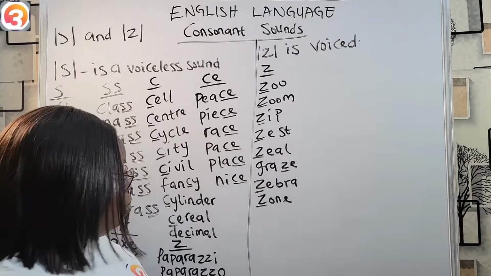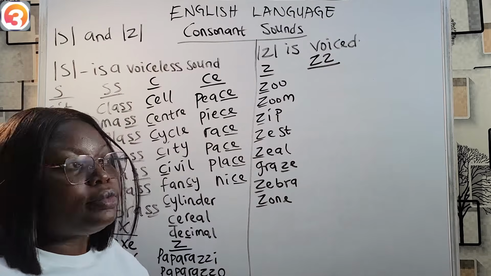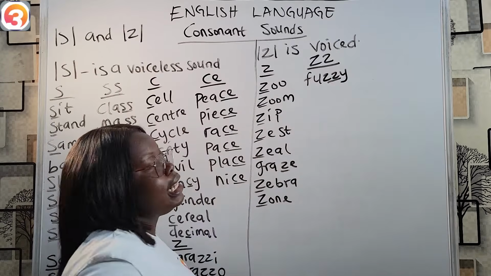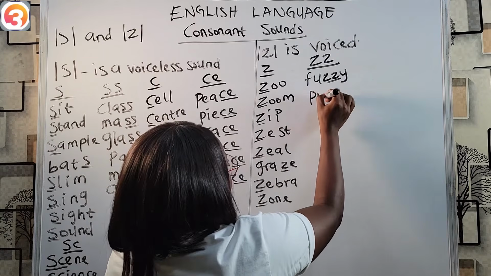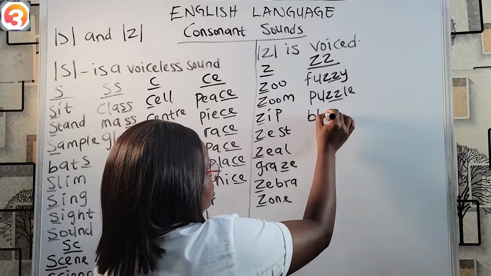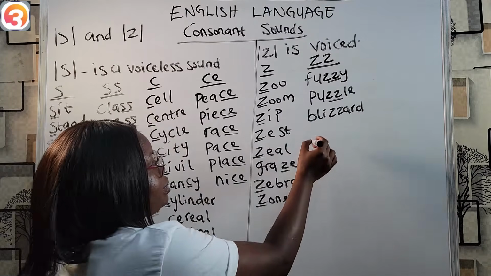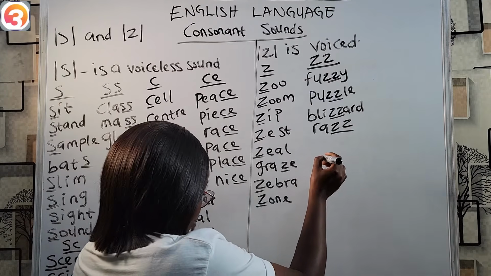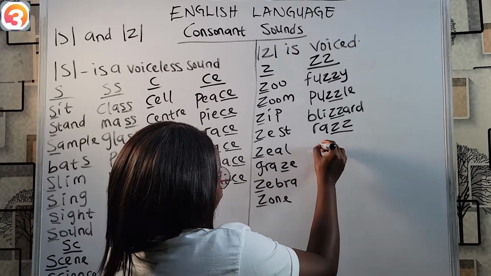We can also find it in words with ZZ. A good example, we have fuzzy. Words like that. We can also find it in words like hazel, blizzard, words like razz, muzzle.